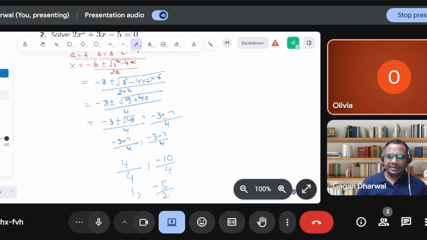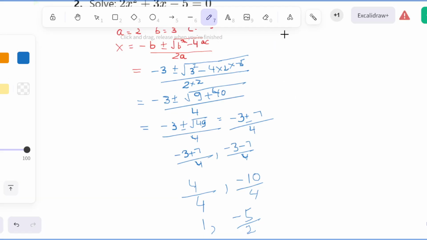Is that the same values you get? You get the same values, right? Okay, super. One last question we'll do, and then we'll do the next part.